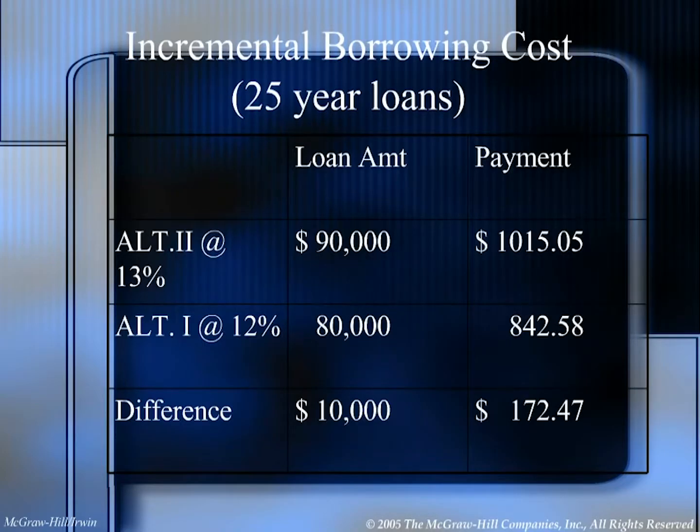Looking at what the payments would be with alternative two, the $90,000 at 13%, and these are all 25-year loans, we calculate the payment is $1,015.05. Alternative one, the 12% loan, 25 years again, $80,000, the payment would be $842.58. So the difference in the loan amount is $10,000, and the difference in the payment between these two loans is $172.47.